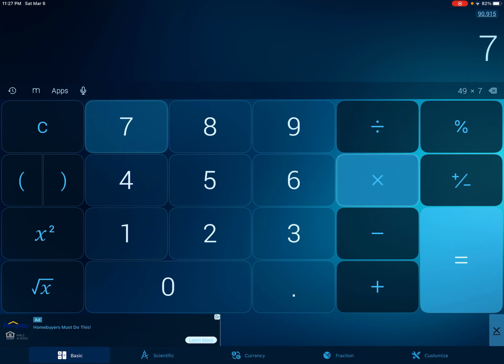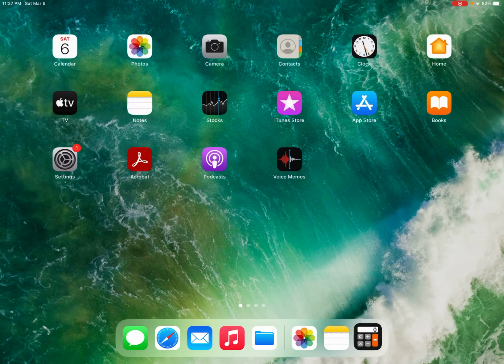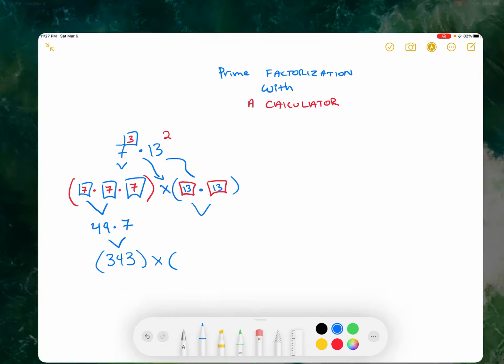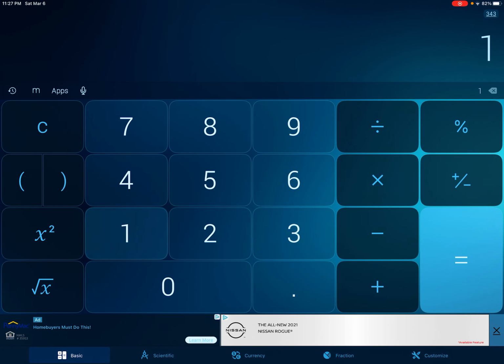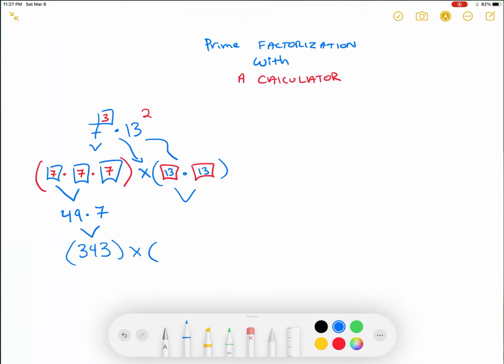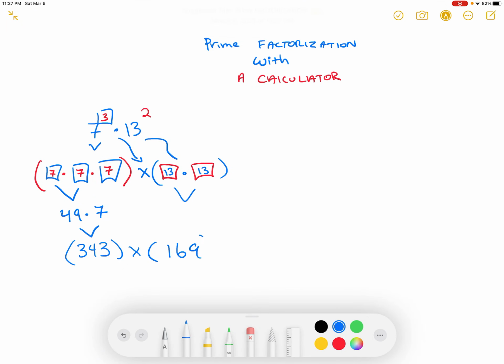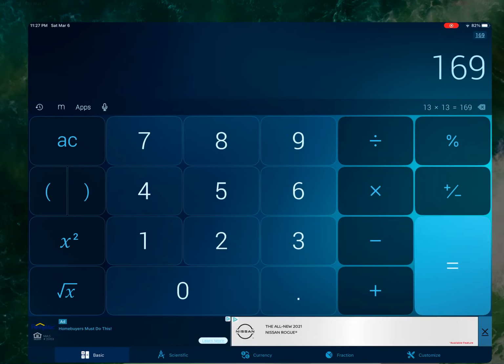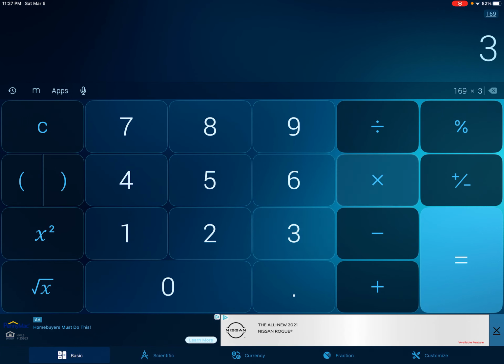And my calculator says that 49 times 7 is 343. So this section right here says 343. And we're going to multiply that by whatever 13 times 13 is. Going back to my calculator, 13 times 13 is 169. So here's 169. And now what I'm going to do is 343 times 169. That's my last step. And it was 169 times 343.